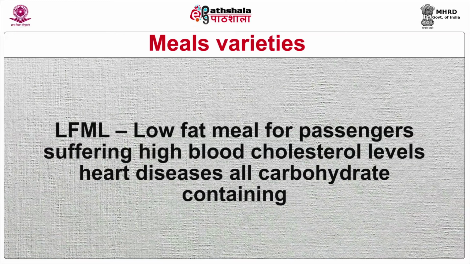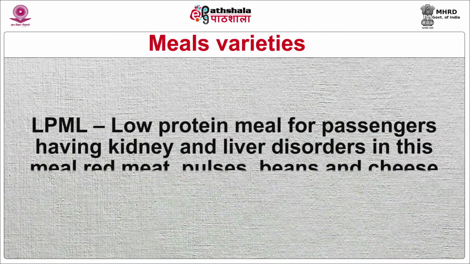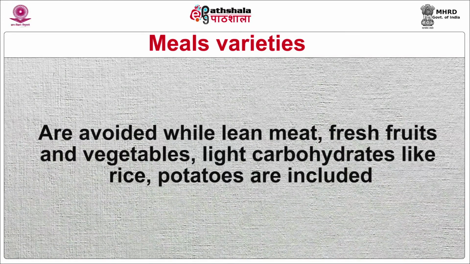The next is LFML, low fat meal for passengers suffering from high blood cholesterol levels and heart diseases, in which carbohydrate-containing food is avoided, and a high protein, fiber diet and poultry products are included. The next is LPML, low protein meal for passengers having kidney and liver disorders. In this meal, red meat, pulses, beans and cheese products are avoided, while lean meat, fresh fruits and vegetables, and light carbohydrates like rice and potatoes are included.